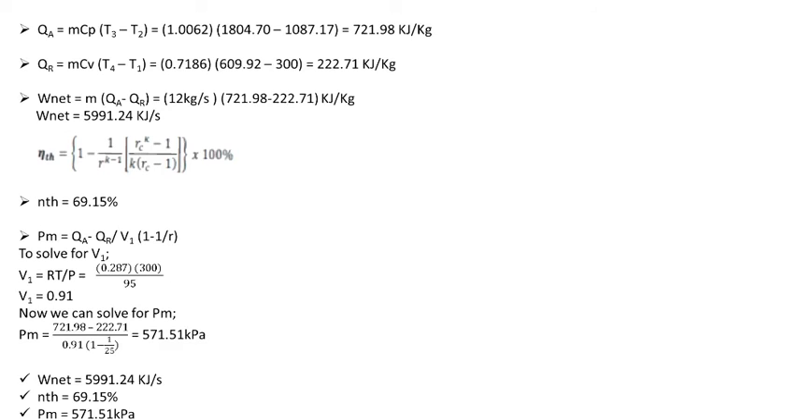To recap what we solved, we have the values W net equals 5991.24 kilojoule per second, nth equals 69.15%, and PM equals 571.51 kPa. And that concludes our topic for today. I hope you gained some knowledge regarding diesel cycle.